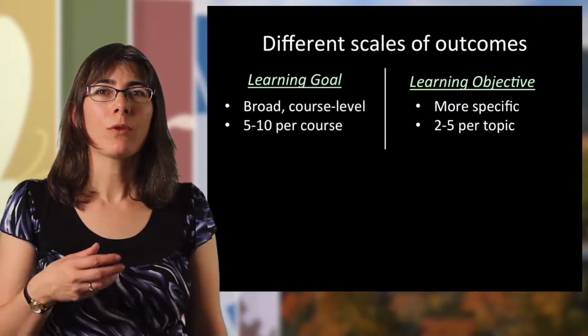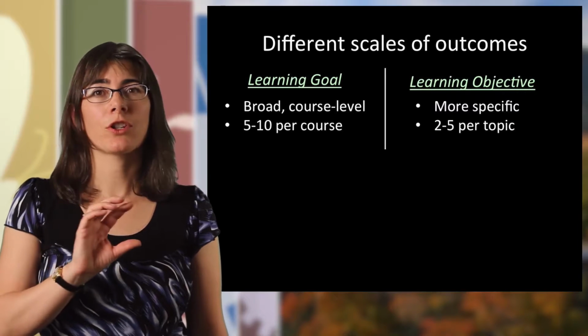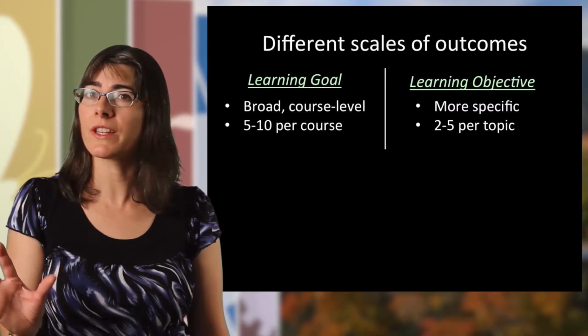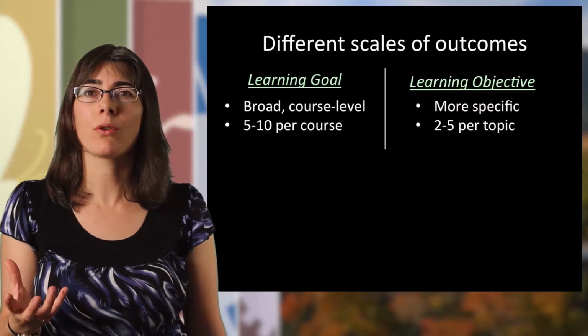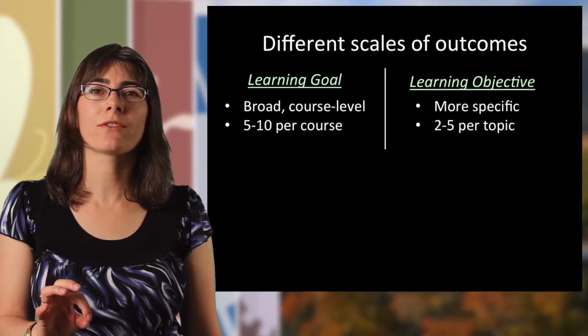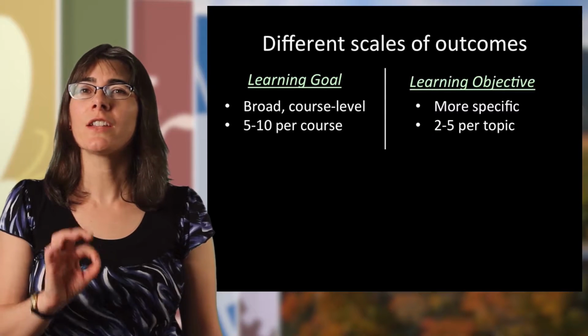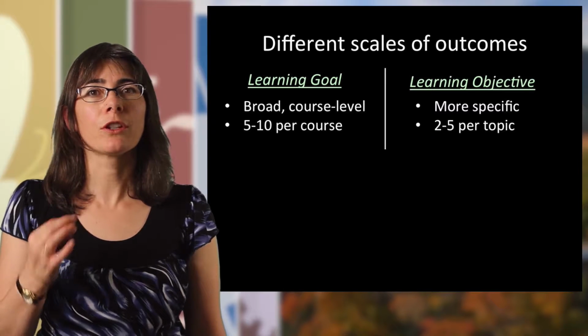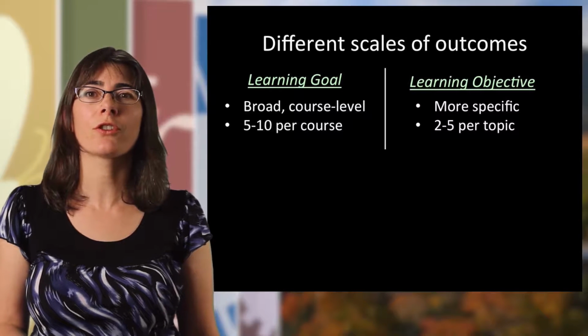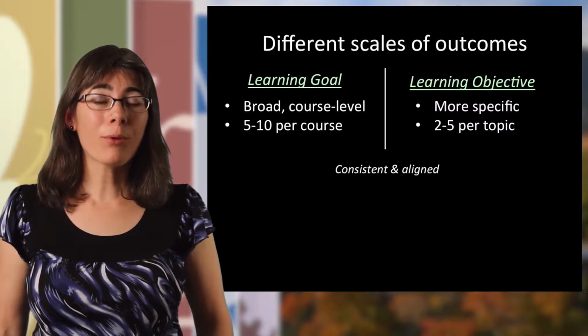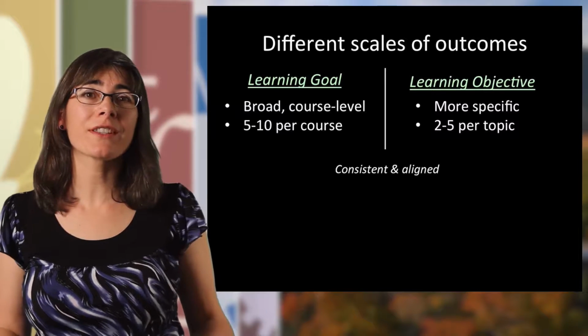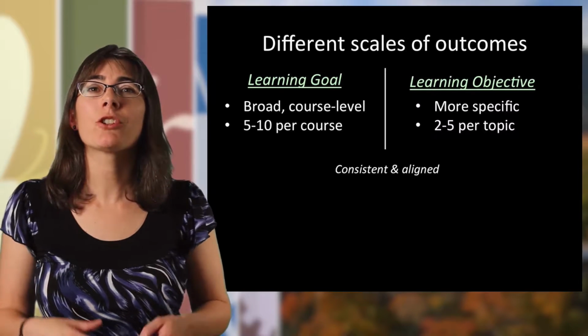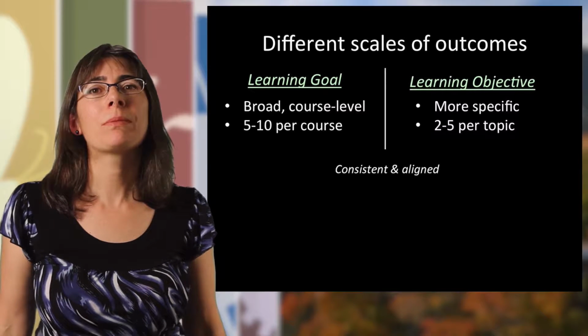You might have what we call learning goals, which are the broad course level goals. You might have 5 to 10 per course. And then learning objectives are what we call the more specific topic level learning outcomes, and there's usually 2 to 5 of those per topic. So the important thing about these core skill goals and these topic level objectives is that they should be consistent with each other. They should be aligned.